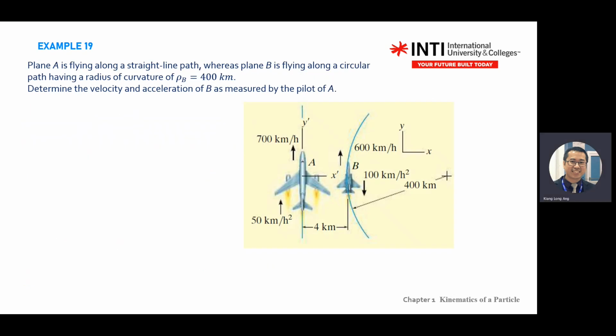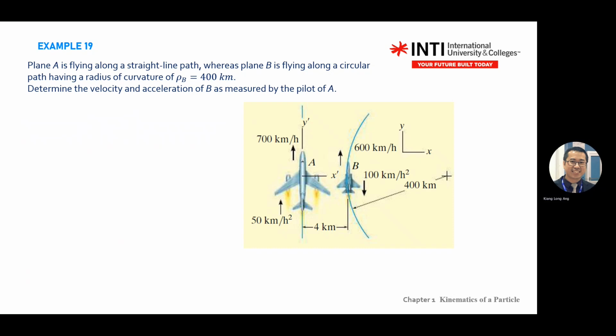Example 19. You have two aircraft in an air show passing each other. As you can see, you have a reference plane and also the translating plane or translating object. Okay, you read the question. Plane A is flying along a straight line path, the first plane moving in a straight line, in this case in the y prime axis. When you see prime, it means this is the translating object.